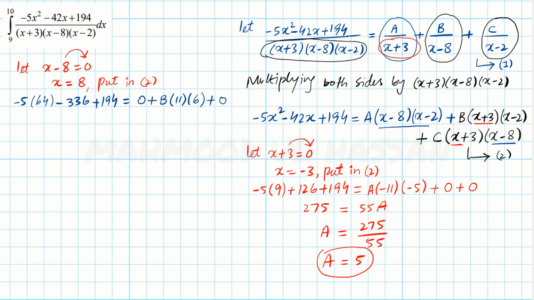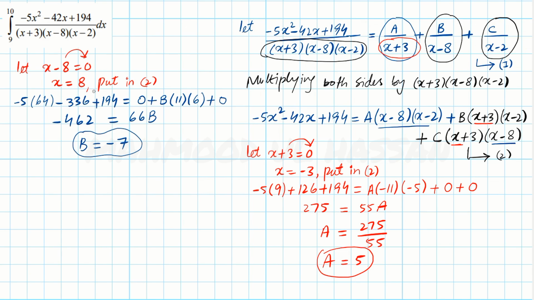Okay, now we are going to simplify the left hand side of the equation, that is 194 minus 336 minus 5 times 64, so that is negative 462 equals, and on the right side we get 66 times B. So now we are going to divide each side by 66, so you will get negative 7. So the value of B is negative 7.